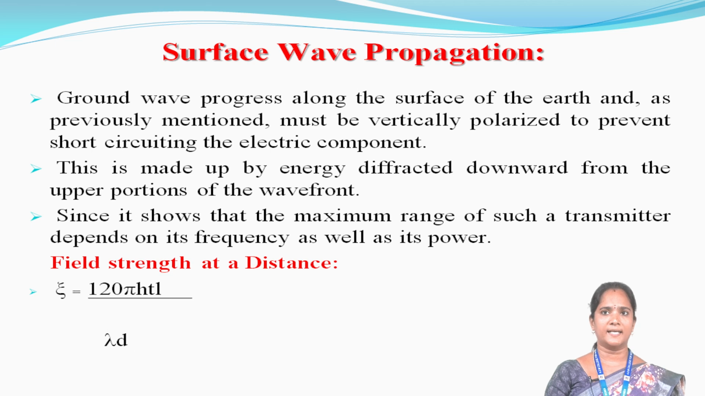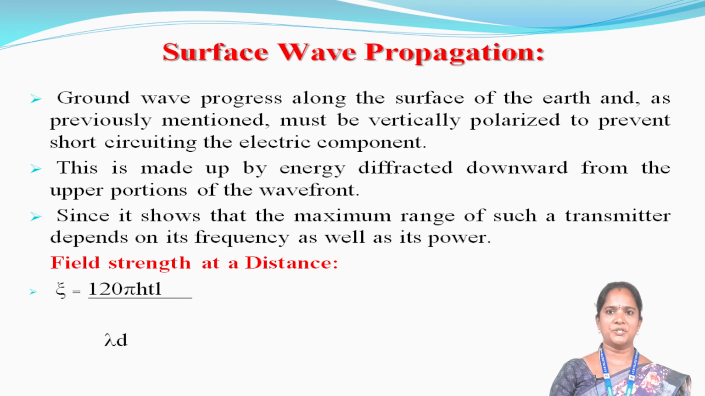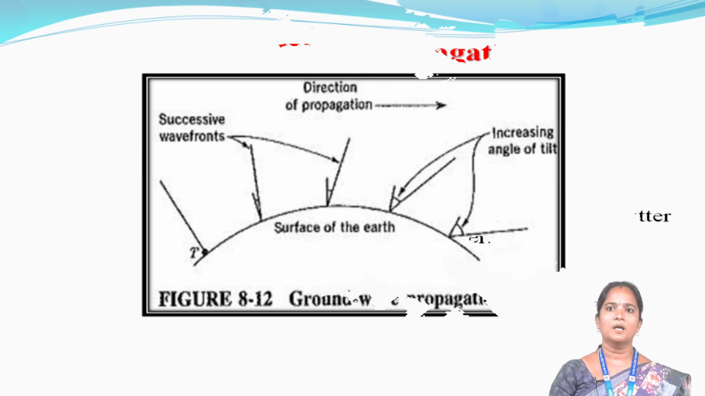Next one, field strength at a distance. Radiation from an antenna by means of the ground wave gives rise to a field strength at a distance, which may be calculated by the use of Maxwell's equations. This field strength in volts per meter at the receiving point is E equal to 120 pi HT I by lambda d.